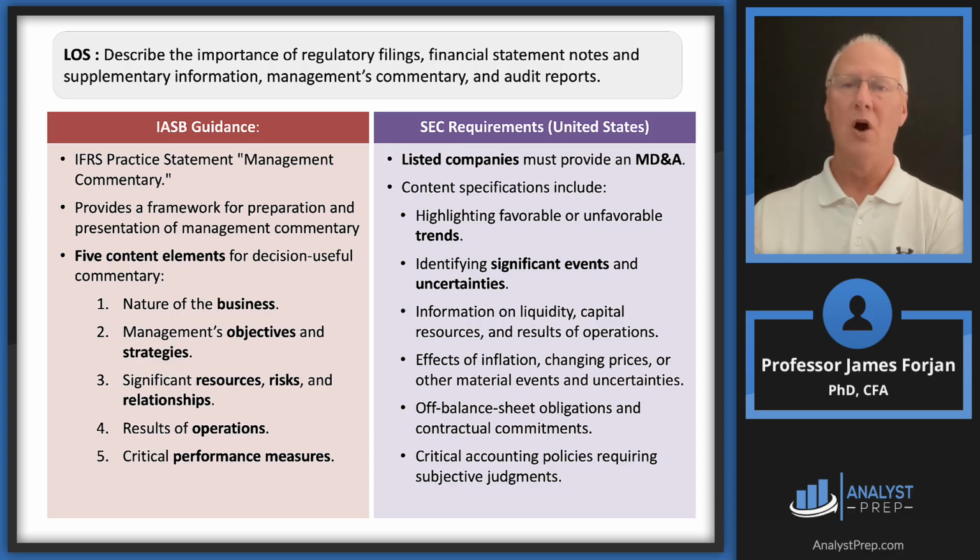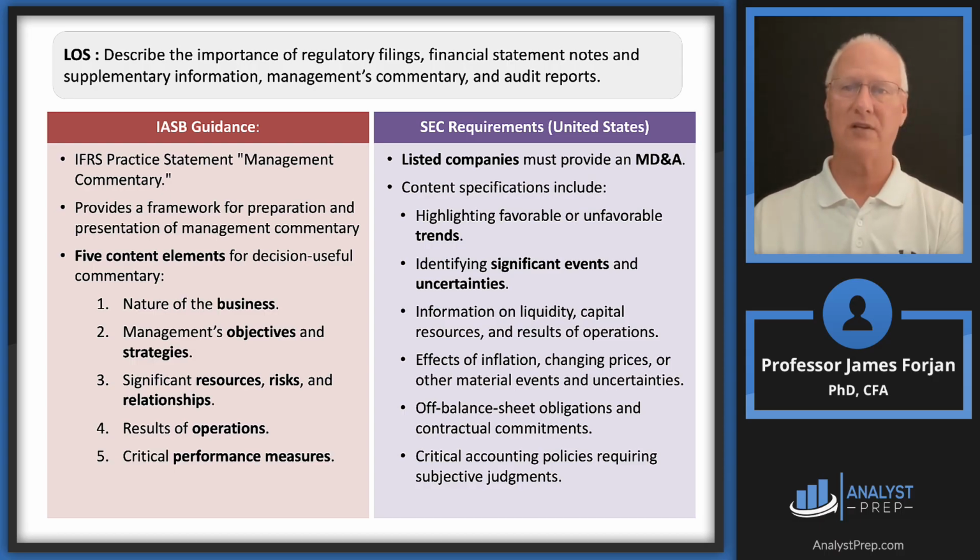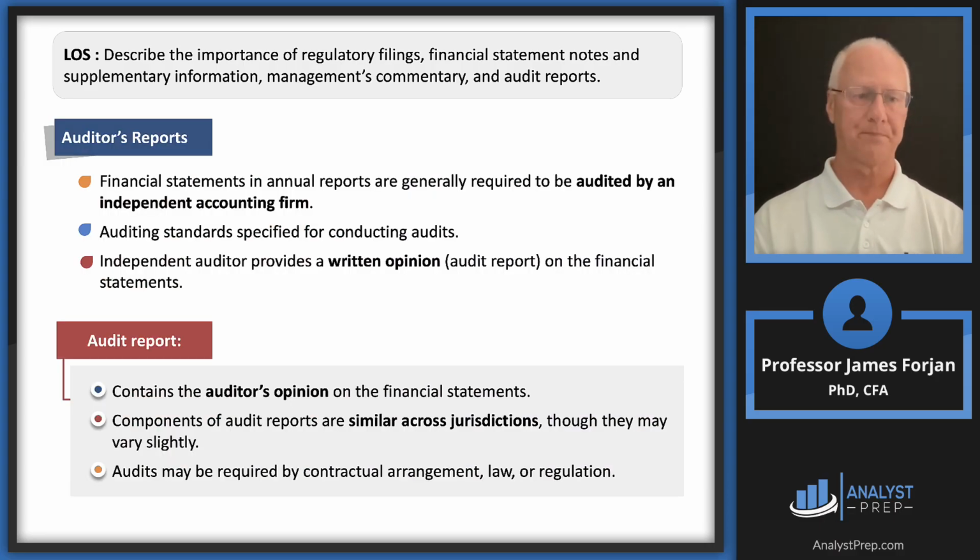Now, of course, over in the United States, in the SEC, those 5 elements are probably going to be contained in those content specifications: trends, significant events, liquidity, inflation, off-balance sheet, and critical accounting policies. It's just that here in the United States with GAAP, they can show up in maybe different kinds of sections inside of this report. But in the international group, you've got to do those 1, 2, 3, 4, 5.